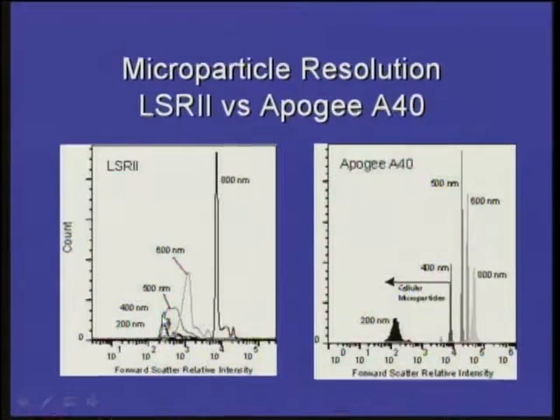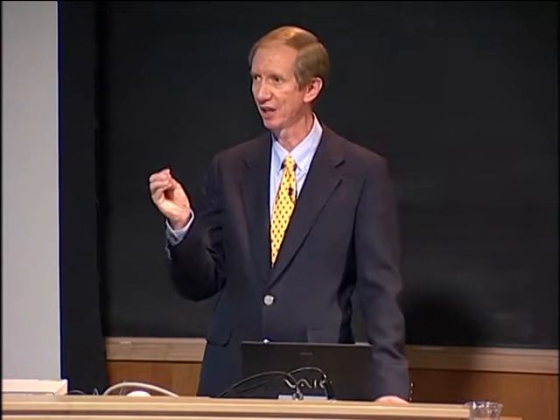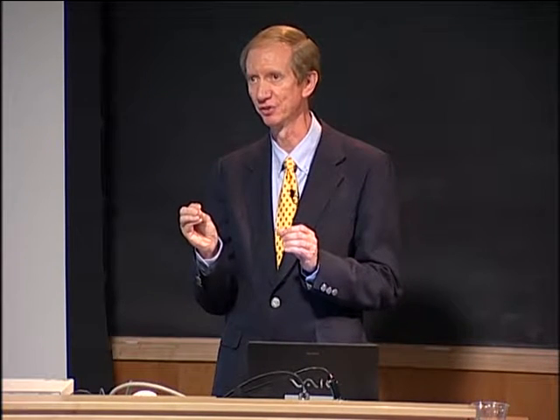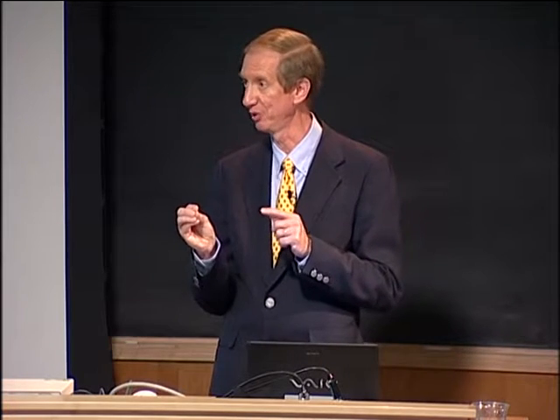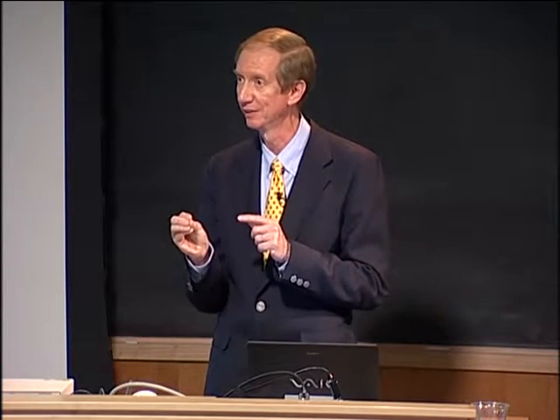Now the other thing that I didn't put on here is that if you counted how many beads were actually in the sample, and then looked at how many you counted on the Apogee versus how many you counted on the LSR2, the LSR2 is only counting less than 1% of the beads. All it's seeing is the small number of beads that were too big. Get me? So that's the edge of what it was seeing down here.